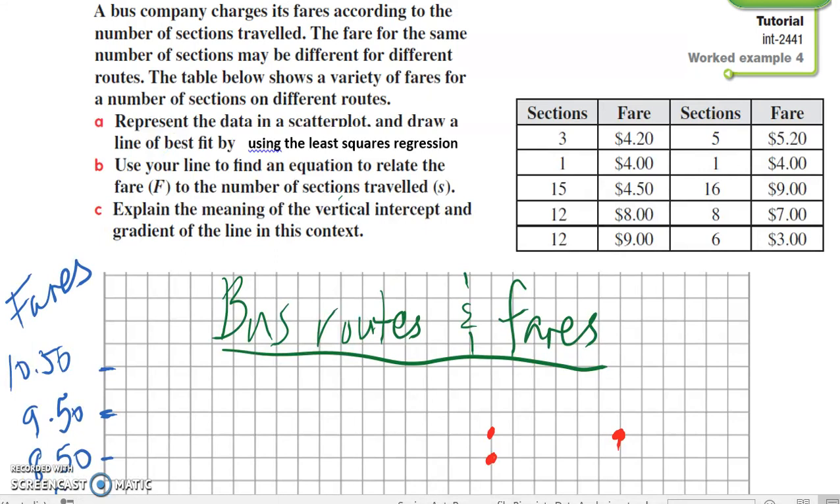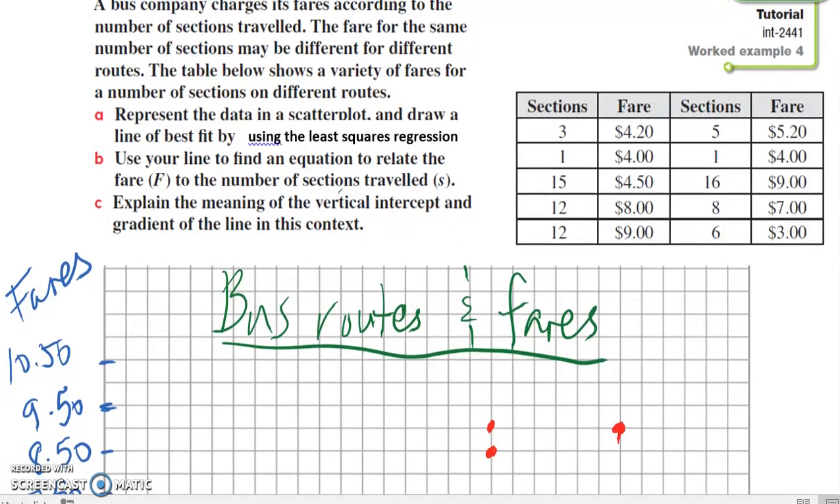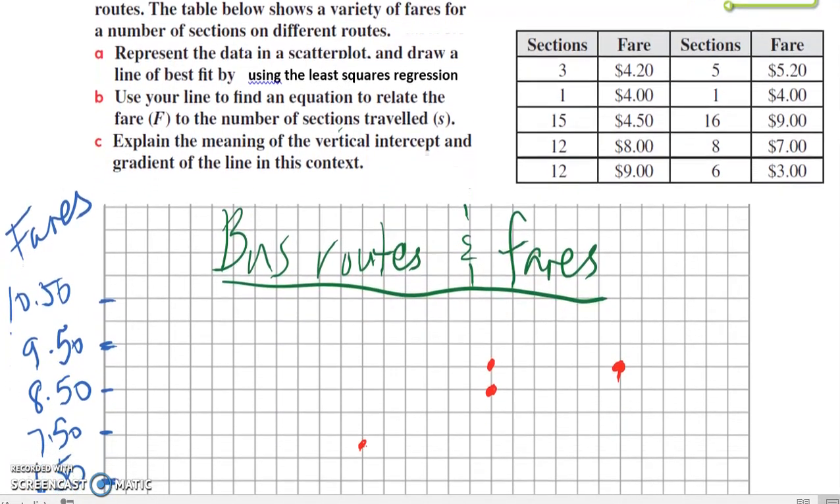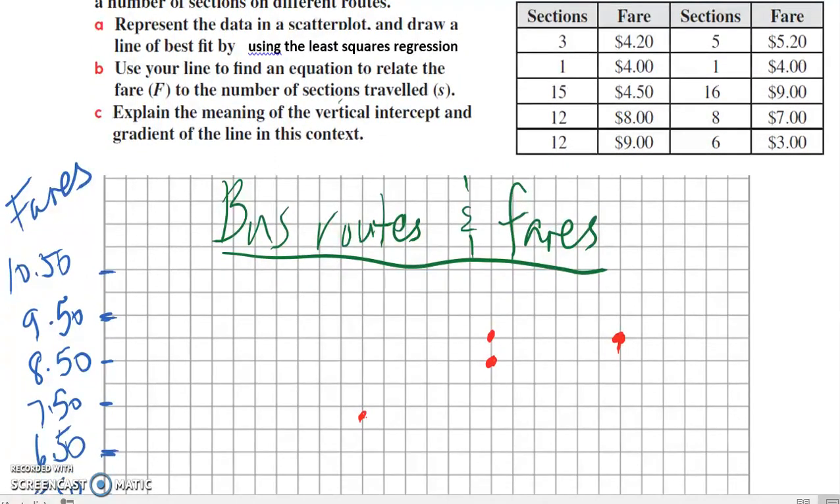In our second example in our booklet, we've got a more HSC style question. It says a bus company charges its fares according to the number of sections travelled. The fare for the same number of sections may be different for different routes. Makes sense. If you catch a different bus, even though you're travelling a certain distance, it may cost more or less. And here's a table that shows the different fares. First step is they want you to make a scatter plot and draw a line of fit by using the least squares regression. Now, you're not actually going to be required to do that as such, but we're going to do B first and then use it to do A.